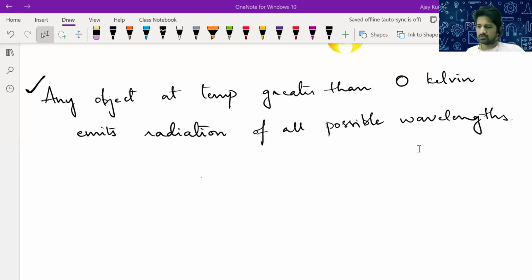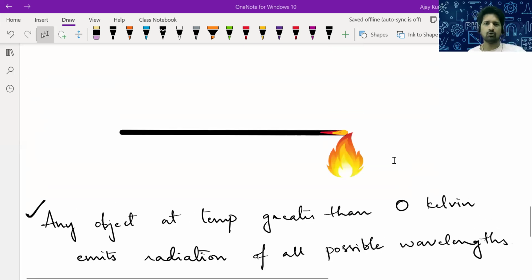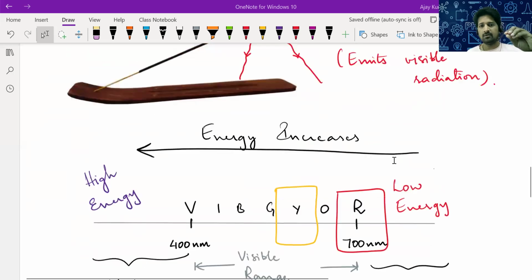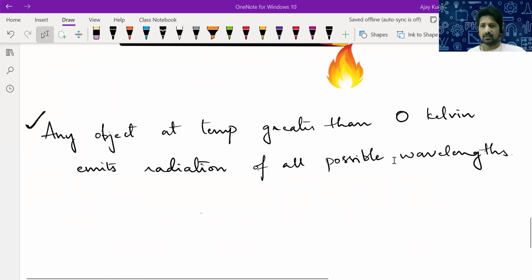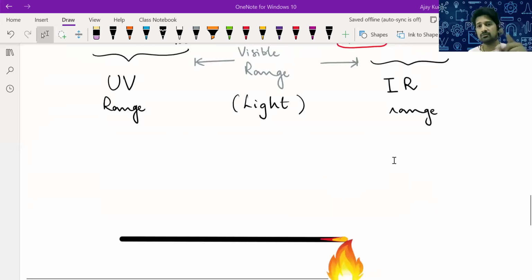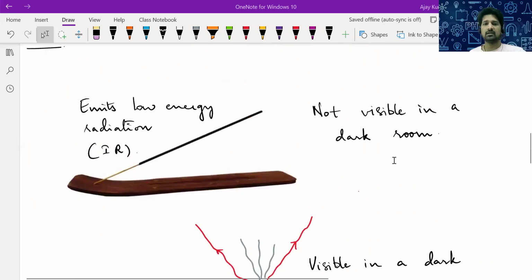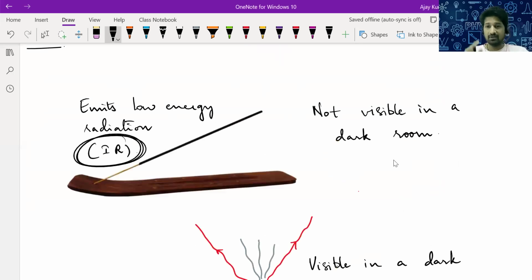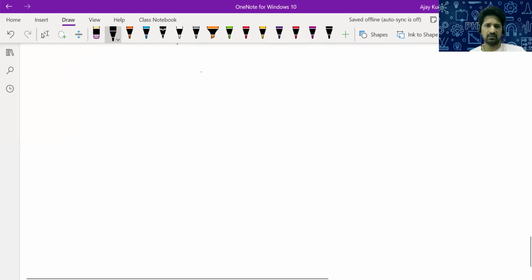Okay, so basically, what happens? At room temperature, an object will be emitting radiation of all possible wavelengths. But most of the energy emitted by an object at room temperature will be low energy radiation, infrared. Very little visible radiation will be emitted by it, and even less ultraviolet radiation, at room temperature. Room temperature is around 300 Kelvin.